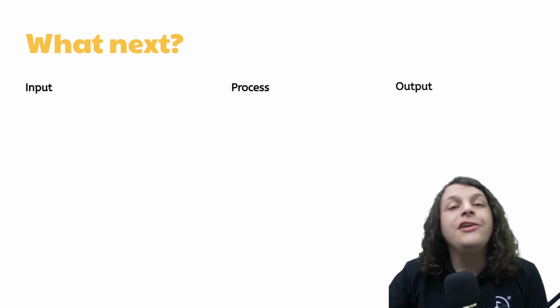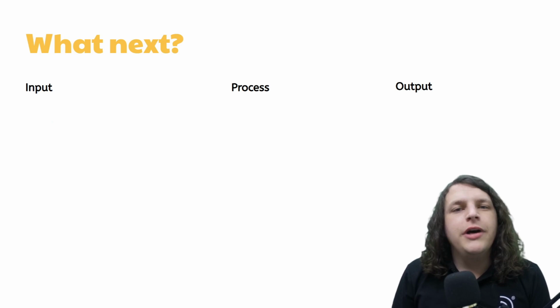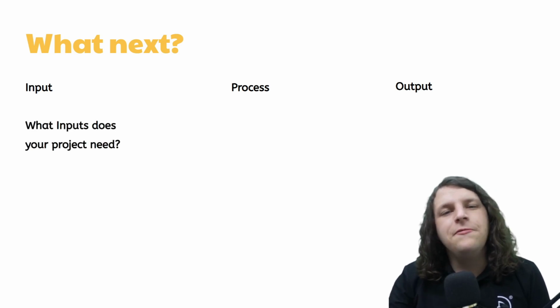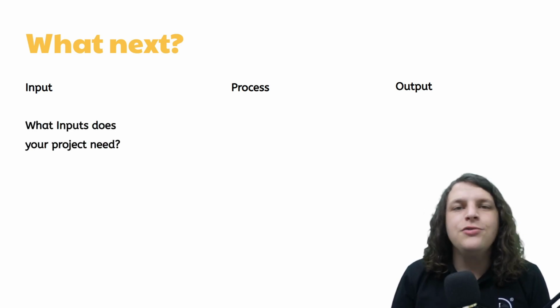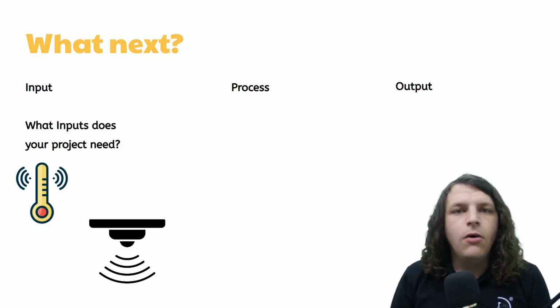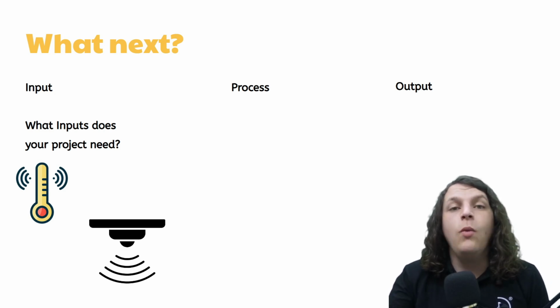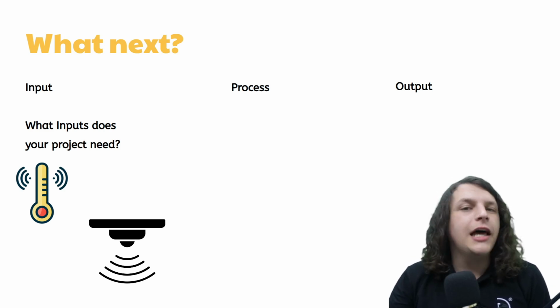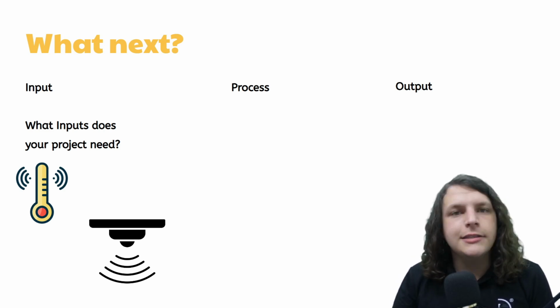Now that you've chosen a natural disaster and a project to go with it, what do you do next? I would recommend breaking your project up into three main parts: your inputs, your process, and your outputs. When looking at your inputs, you need to think about what information your project will need to operate correctly. Does it need to know the temperature of the area, in which case maybe you should add a temperature sensor? Or does it need to know if an object is in the way, in which case you would need something like a motion sensor or a distance sensor?